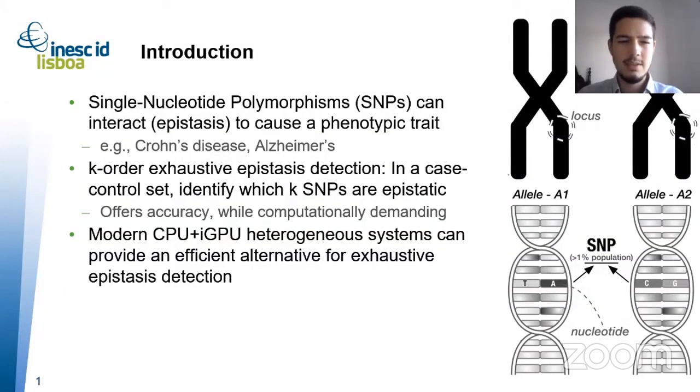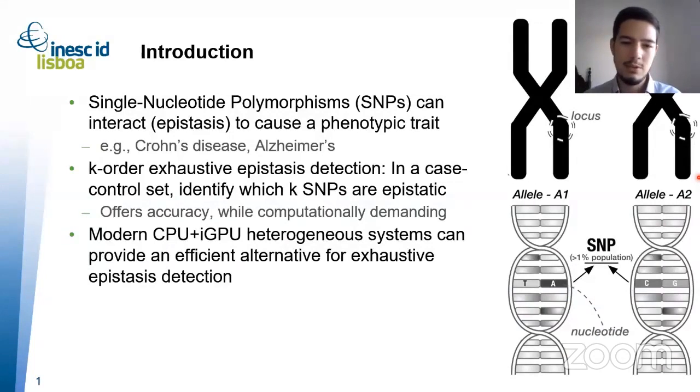So this work is based on the notion of single nucleotide polymorphisms, or SNPs, which are structures that are part of the human genome. By looking at a pair of chromosomes in the same location, if we examine the gene and it contains differences in a single nucleotide, and this change is present in a significant part of the population, we call this a SNP. And different SNPs can interact with each other to cause a phenotypic trait.